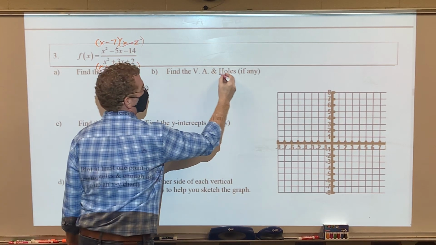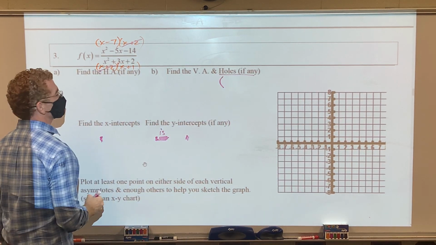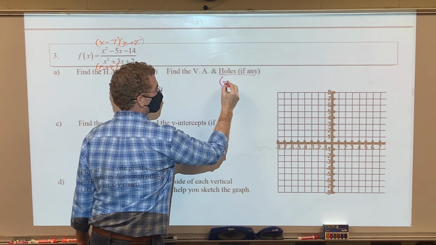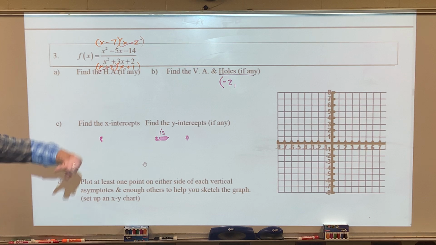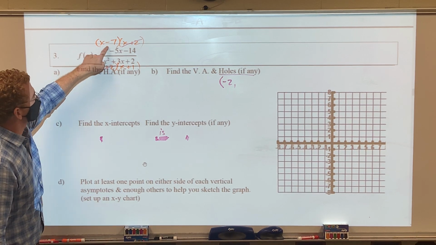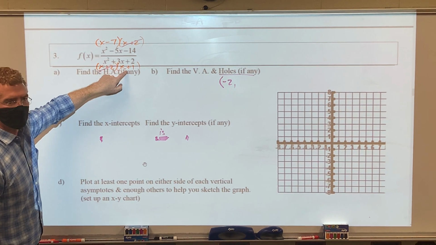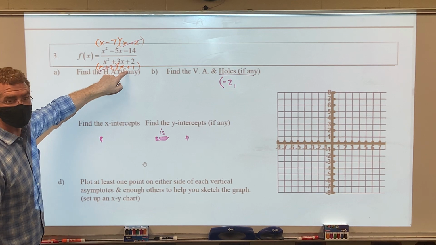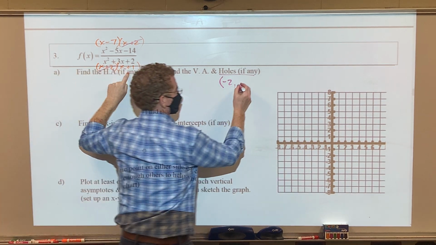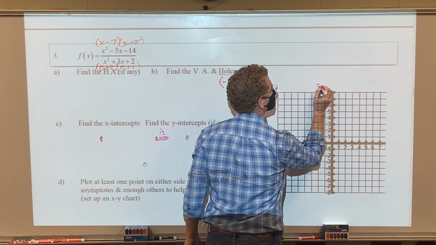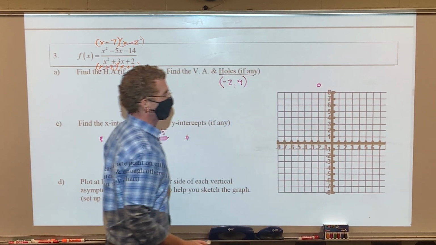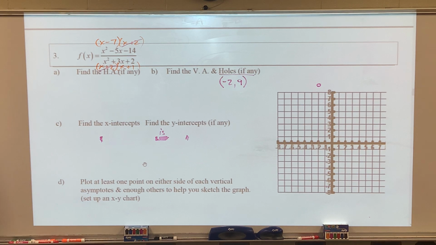And that tells me I have a hole at what x value? Negative 2. And what is the y value that goes with that? Plug it back in, and I get negative 9 over negative 1, which is 9. And you can see negative 2, 9 will not fit on this curve, but I'm going to mark it anyway just to kind of show you. Most of the time I will. And you mark it as a hole. Does that make sense?